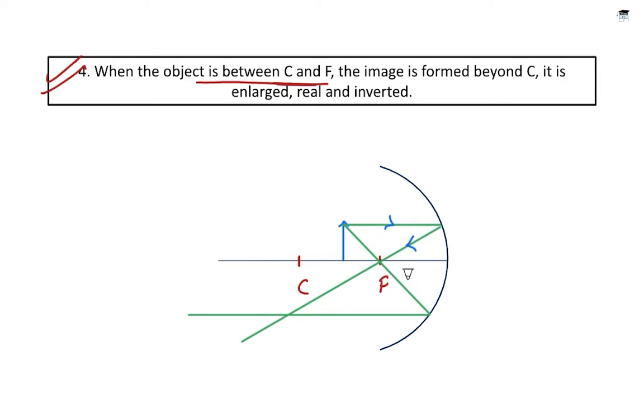These are their directions. Okay, so as you can see here, these reflected rays after reflection are meeting at this point. This is the point where the image will be formed. Okay, so let's draw our image. So this is our image.